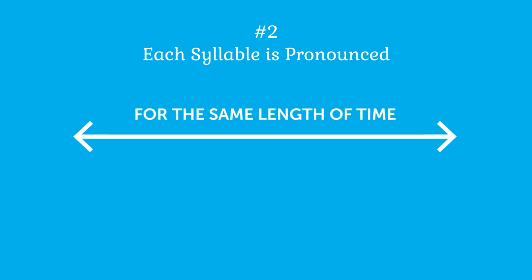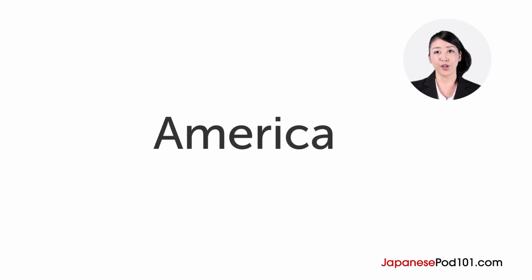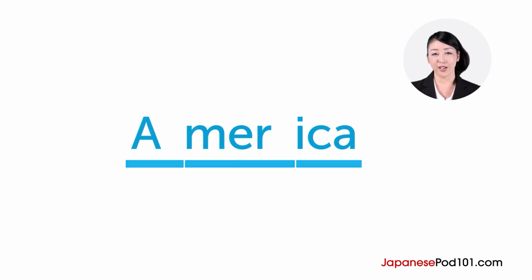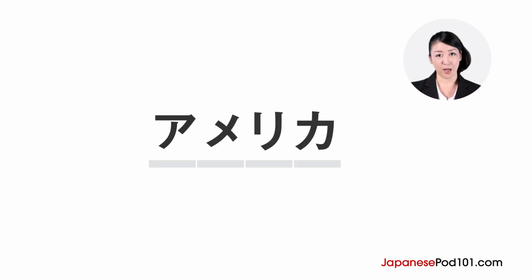Now, the second key point is, each syllable in Japanese is pronounced for the same length of time with equal stress. For example, when you say America in English, you put stress on m and say it for longer than the other parts, America. The word America in Japanese has 4 syllables, and you say each syllable for the same length of time. America. Pronounce it like this to sound like a native Japanese speaker.